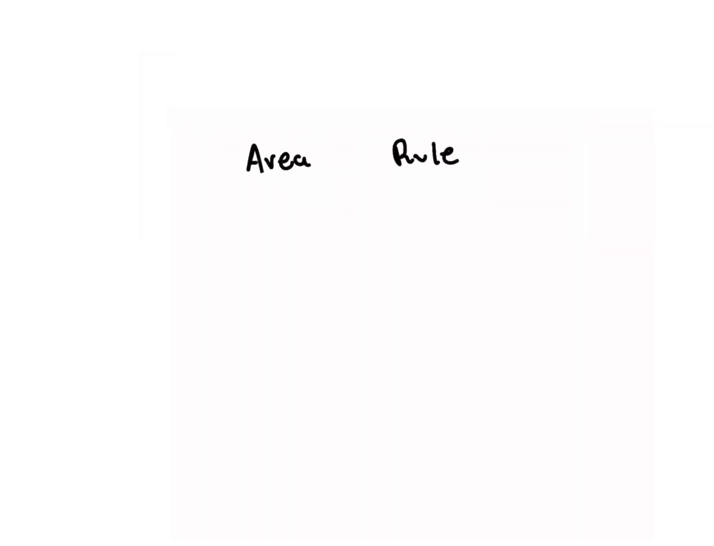So our last rule is the area rule. And pretty much it's just an equation we can use to find the area of any triangle. So it's just area equals 1/2 AB sin C.